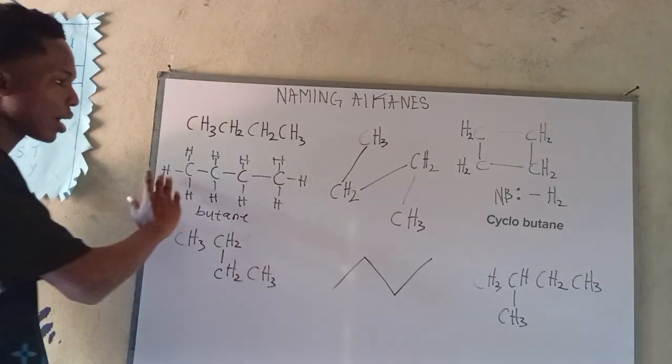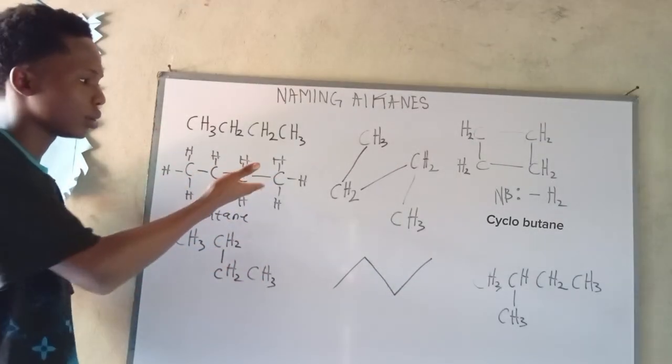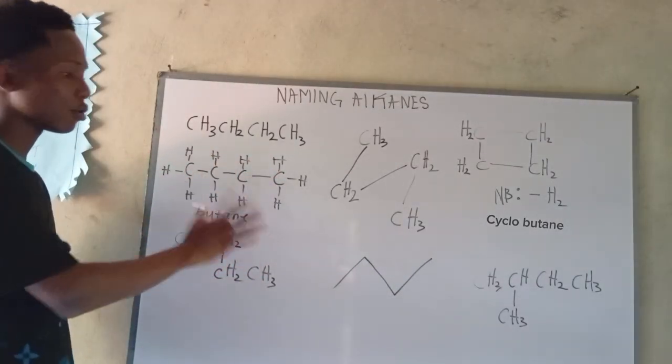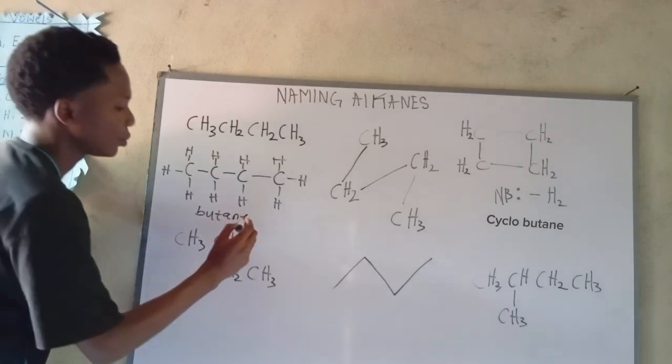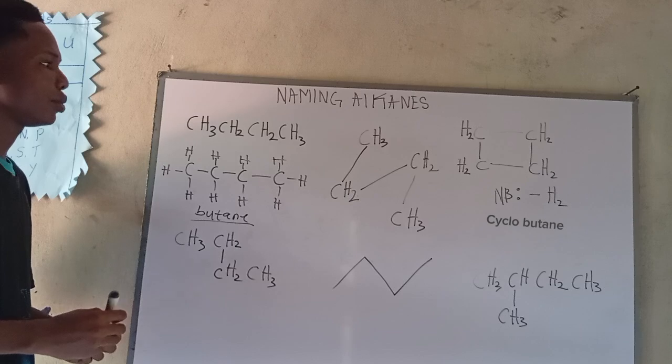As I told you, the longest carbon chain, we've counted it to be four. After that, we look at the bond. This one does not have substituents, so we don't need the third rule. So now we have gotten the name of this to be butane.